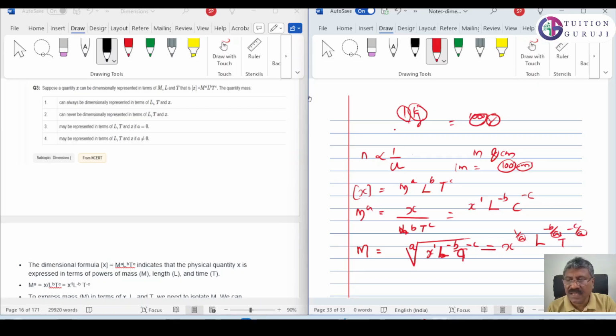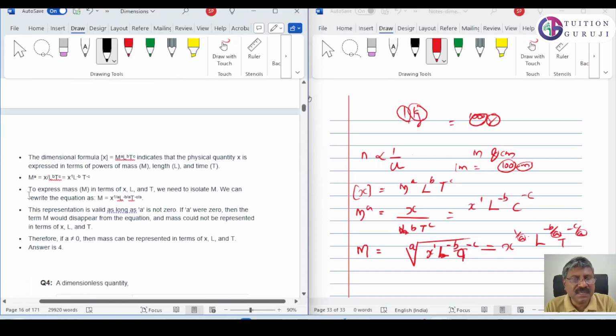So a cannot be 0. If a is 0, it will go to infinity. So the mass M can be represented in terms of x, L and T provided a is not equal to 0. Let us see the result here. M raised to a is equal to x by L raised to b T raised to c, meaning x into L raised to minus b T raised to minus c. That means M is equal to x raised to 1 by a, L raised to minus b by a, T raised to c by a. This representation is valid as long as a is not equal to 0.